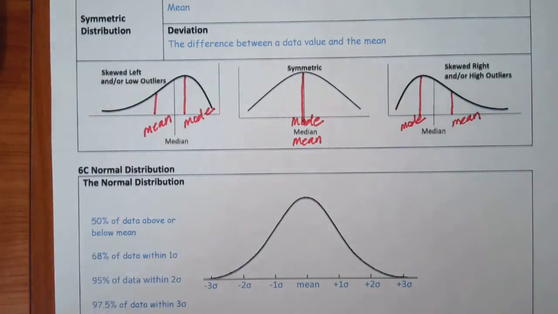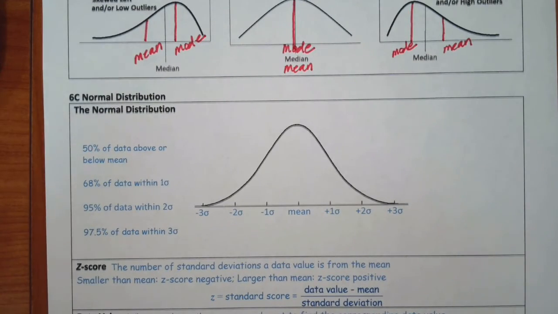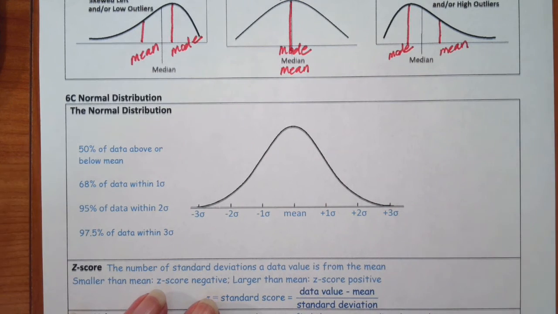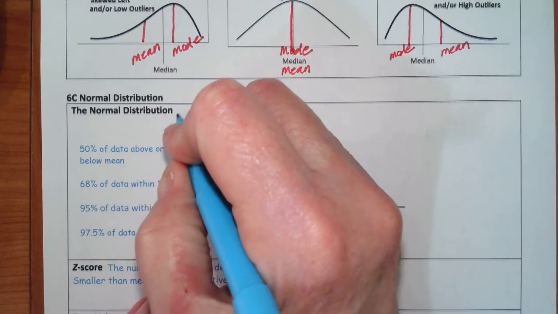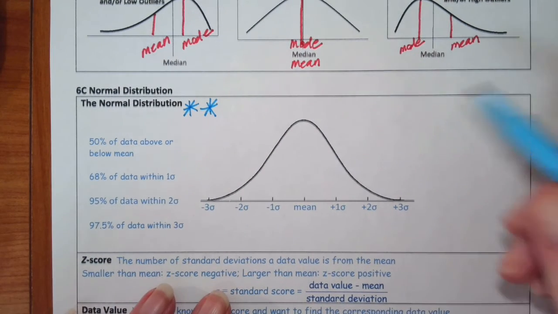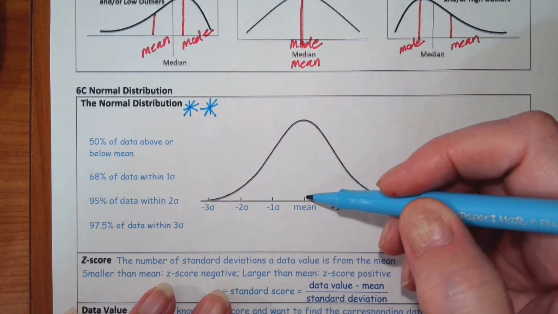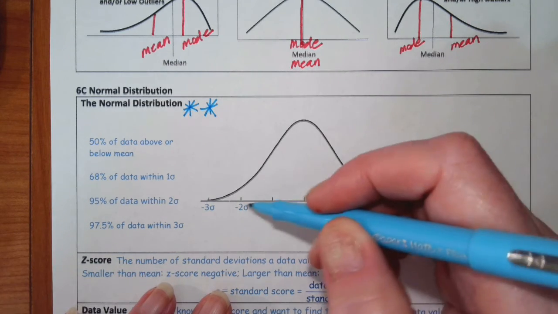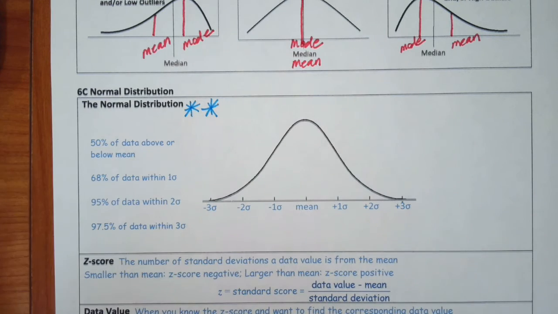Okay, then for the normal distribution, this is for symmetric data. You have got your bell-shaped curve here. And I'm going to actually put 2 stars on this one. Okay. You need to know that the mean is in the middle, that you have 1, 2, 3 standard deviations to the right, 1, 2, 3 standard deviations to the left. You do not have to know how to calculate a standard deviation. We will give that to you.